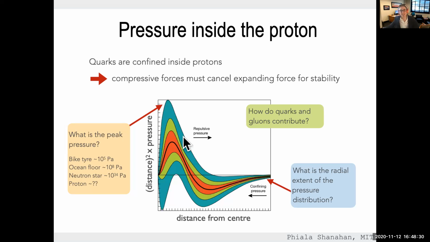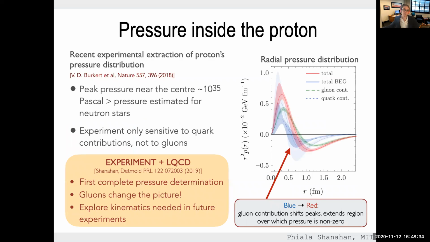And so this has been particularly interesting in just the last couple of years, since there was a first experimental extraction of the pressure distribution in the proton. And what they found in that study was that the peak pressure near the center of the proton was in fact greater, by more than an order of magnitude, than that at the interior of a neutron star, so the densest known objects in the universe.